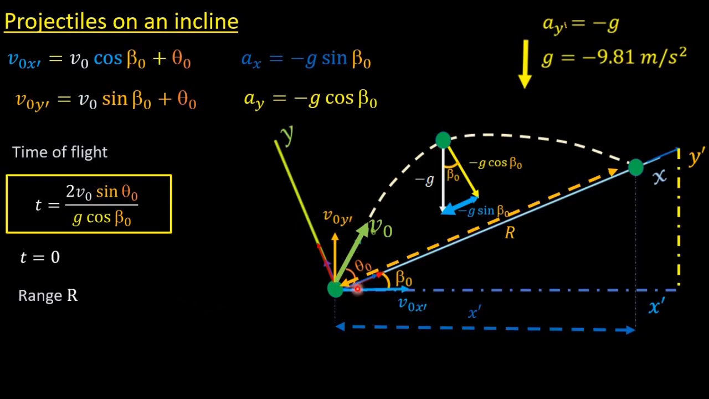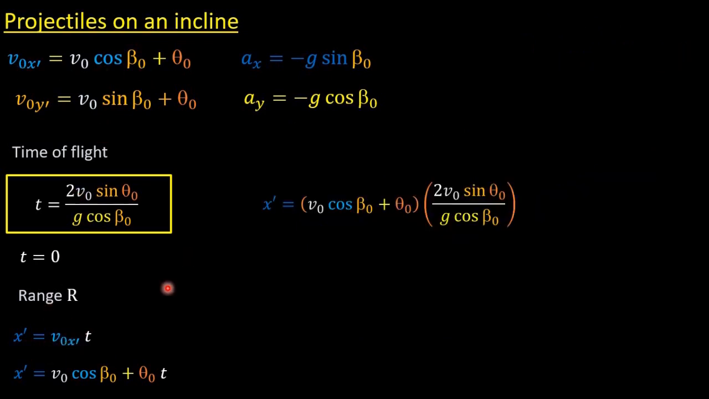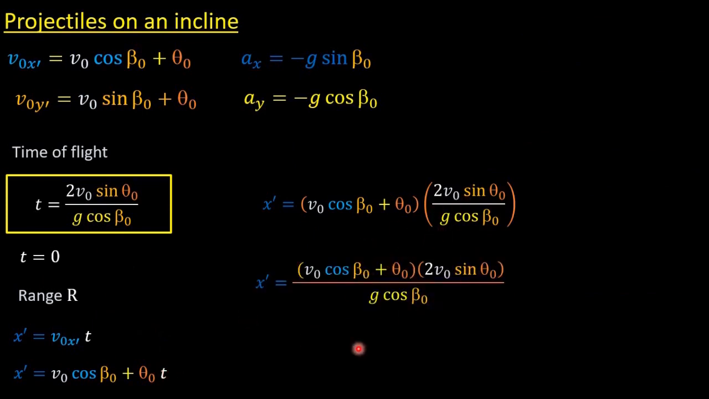So now let's find the range r. So we've got the range here, r. First I'm actually going to find x prime, the distance where the particle hits the x-axis after its flight. So x prime is going to be v sub 0 x prime, which is the velocity in the x prime direction, times t. That's just velocity times time, which gives us distance, and the distance in this case is x prime. So substitute v sub 0 x prime into there from here. Then I can substitute the flight time into here as well to get that. And then that's going to give me this.